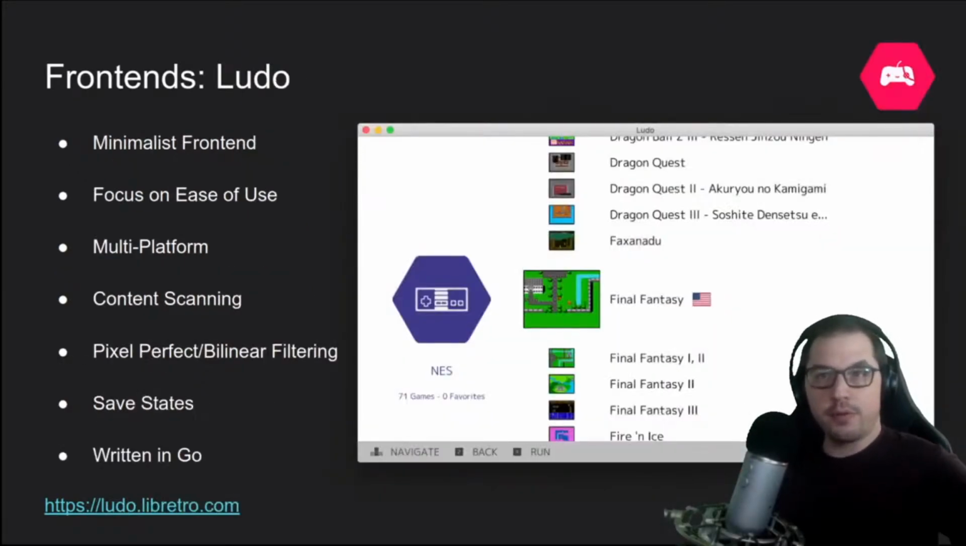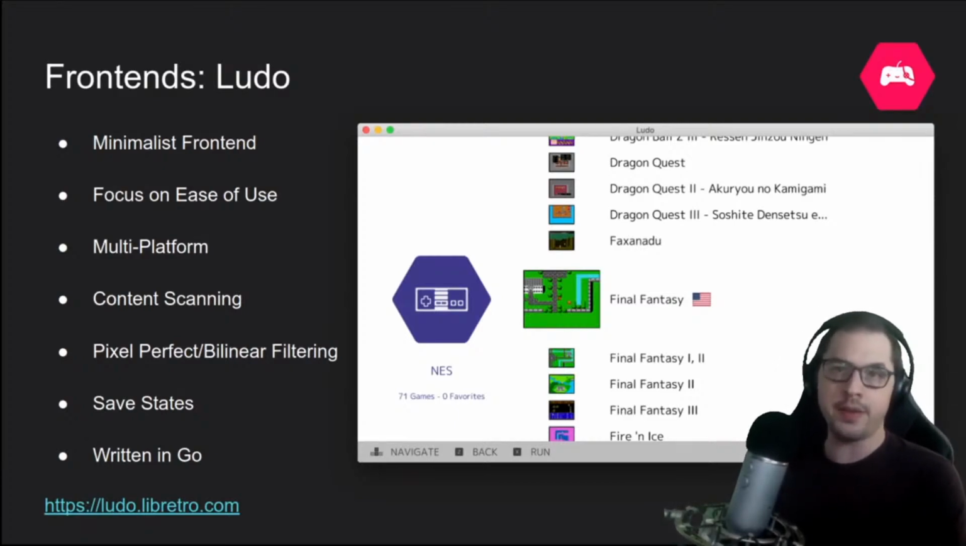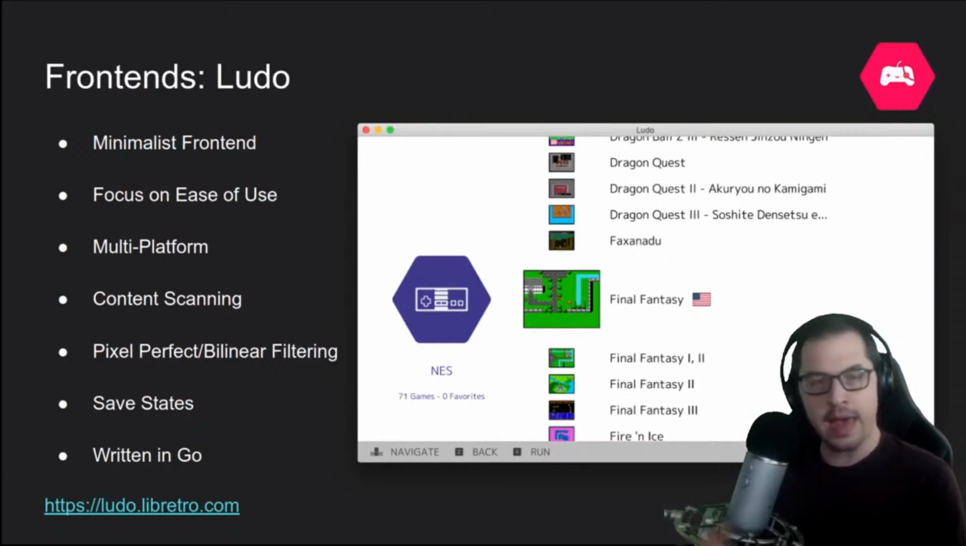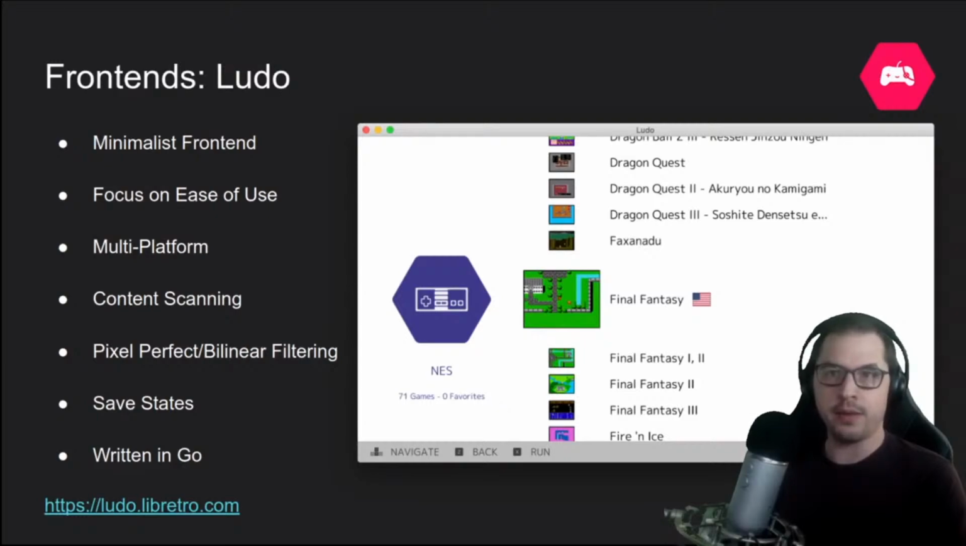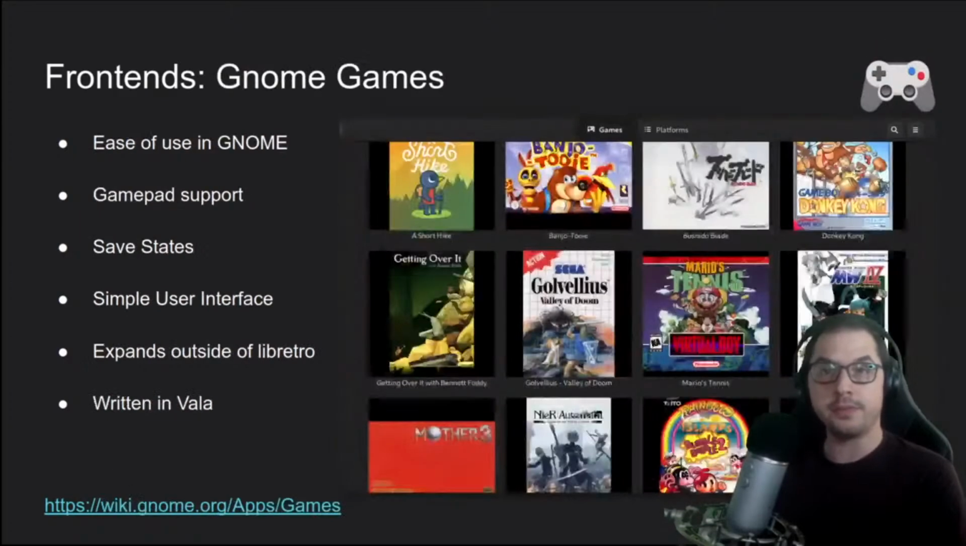Ludo was written in Go. Its aim is to keep the most basic features to allow other people to learn how to design and build their own front end from scratch. I love how snappy and simplistic it is. It's very easy to load it up and get a sense of how to add your content to it and use it. Again, very basic, minimal front end. Great for ease of use.